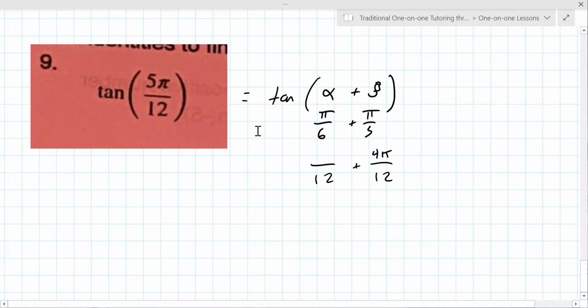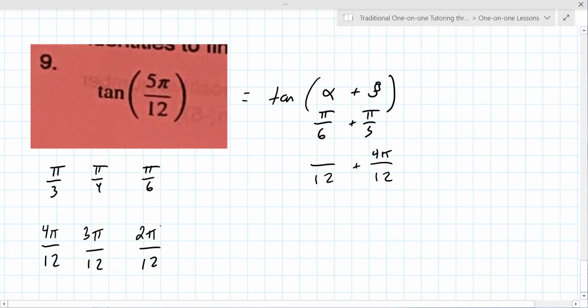Sorry, I'm struggling here to figure out how to make 5 pi over 12. So it's usually some combination of pi over something. Let me write them all out here: pi over 3, pi over 4, pi over 6. If I write these all over 12, you get 4 pi, 3 pi, and 2 pi. Sorry, it's pi over 4 and pi over 6. That's the issue here, because you can see those two add up to 5 pi over 12.